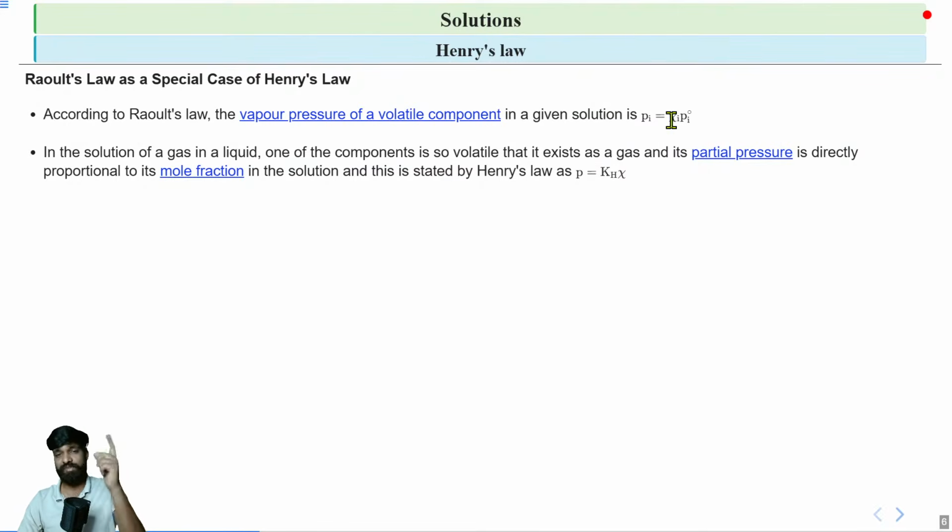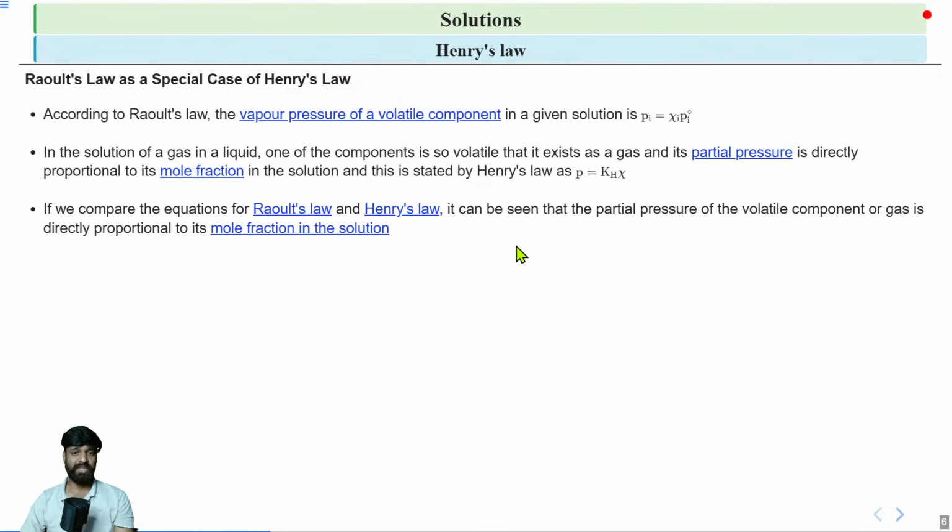We have the same mole fraction in both of them. The pressure is present in both of them. Only the proportionality constant is different. In the case of volatile components, or in the case of Raoult's law, we take P naught i, where P naught i is the pressure of the pure solvent. And here we have Kh, which is your Henry constant.